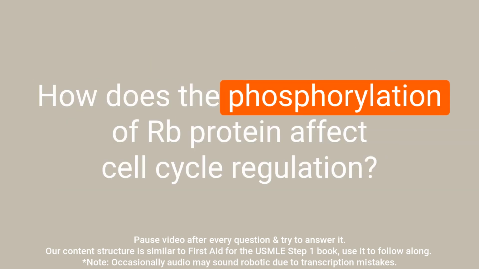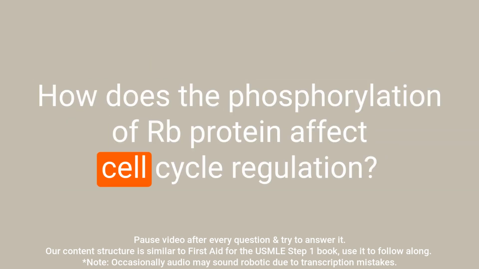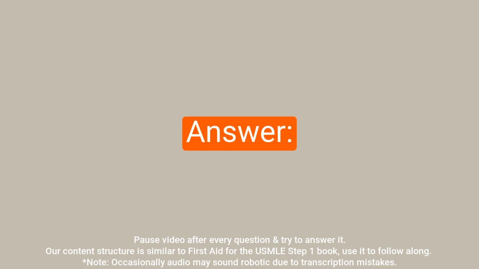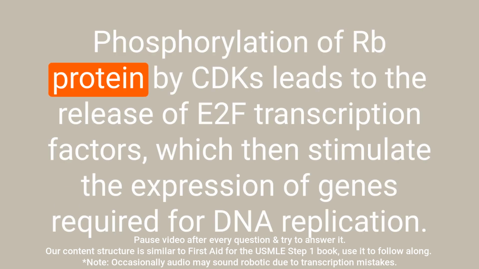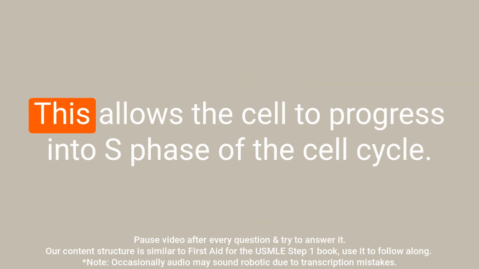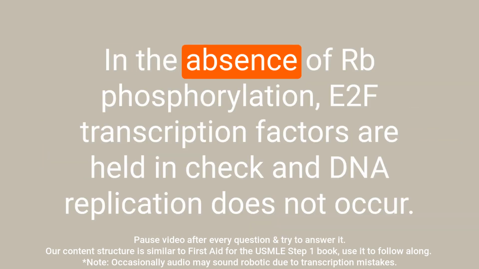Question: How does the phosphorylation of Rb protein affect cell cycle regulation? Answer: Phosphorylation of Rb protein by CDKs leads to the release of E2F transcription factors, which then stimulate the expression of genes required for DNA replication. This allows the cell to progress into S phase of the cell cycle. In the absence of Rb phosphorylation, E2F transcription factors are held in check and DNA replication does not occur.